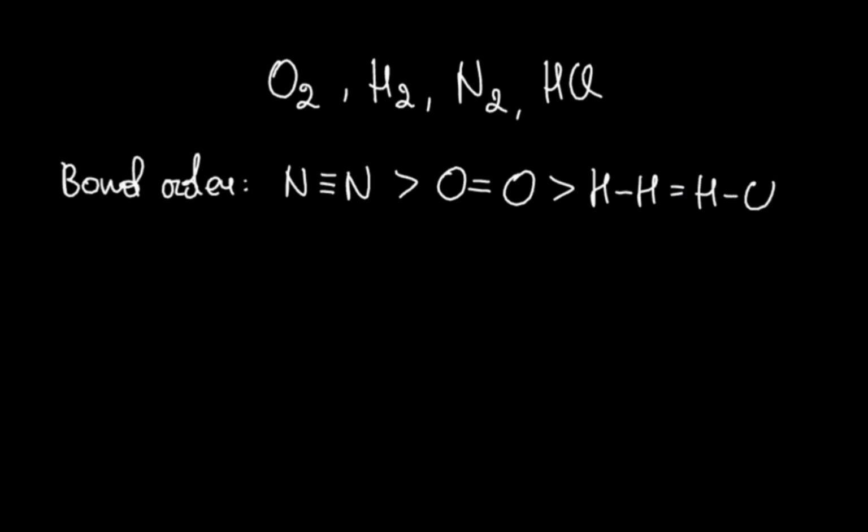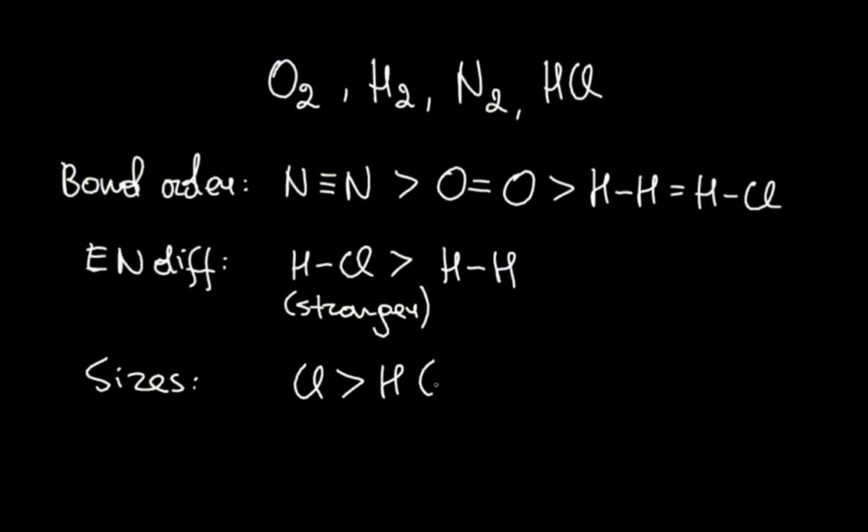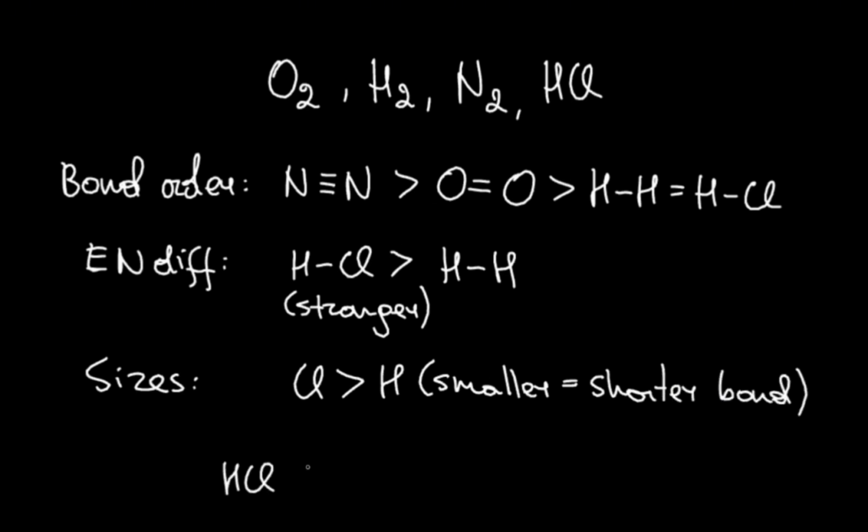So we look at the atom sizes and electronegativity difference. HCl has a higher electronegativity difference, so the bond should be stronger. However, the atom sizes are the more important factor. The chlorine atom is a lot bigger than hydrogen, so the bond will be longer and thus weaker. Also, because the hydrogen atoms are smaller, the electron clouds can get closer together, allowing a stronger overlap.